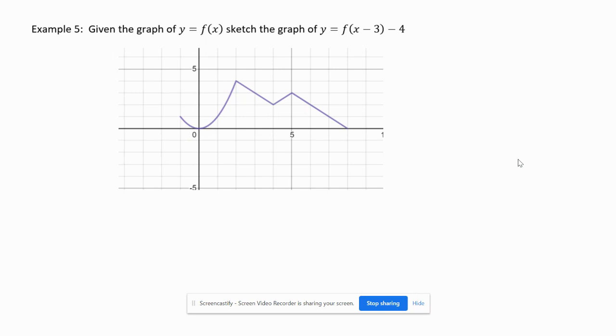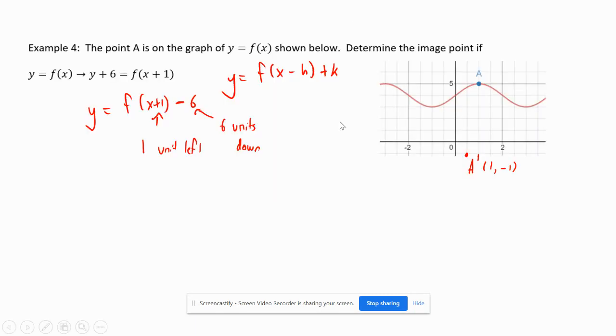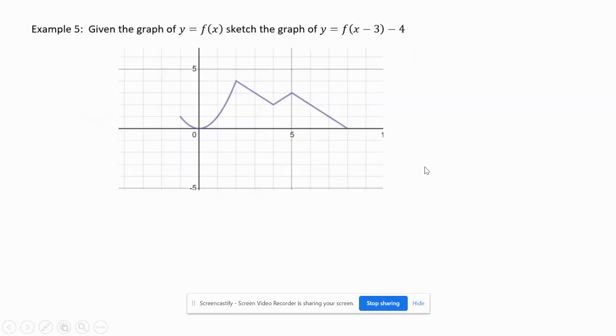Okay, so given the graph of y equals f of x, sketch the graph of y equals f of x minus 3 minus 4. So what's happening here is, let's look at our mapping notation. f of x minus 3 tells us that we're moving 3 to the right. Remember, if there's a minus inside the brackets like this, then for our mapping notation we're going x plus 3. This is 3 to the right.